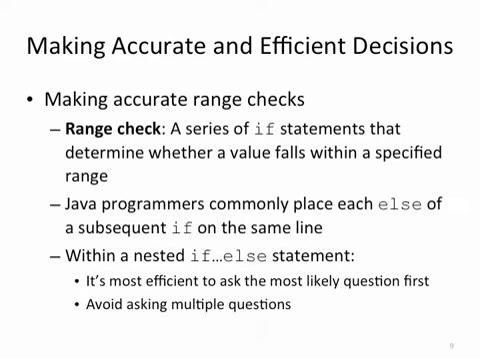To make accurate and efficient decisions, sometimes you want to use if statements to check a range of values. And it's very helpful to be able to do that. And you commonly use an else and an if on the same line. So let's think about an example. Think if you are checking tax rates. If someone makes over $50,000 a year, their tax rate is going to be one thing. Else, if they make over $40,000 a year, their tax rate is going to be something else. Else, if they make over $30,000 a year, and so on.